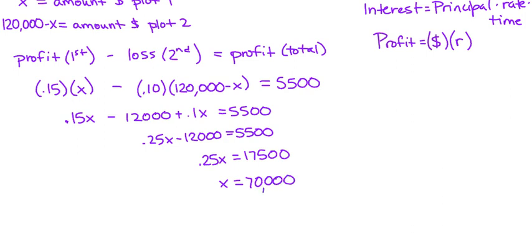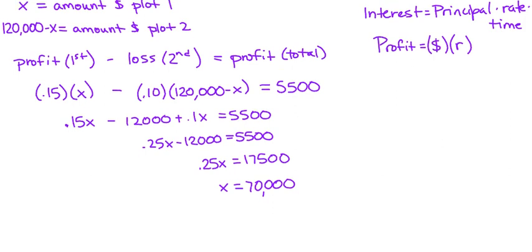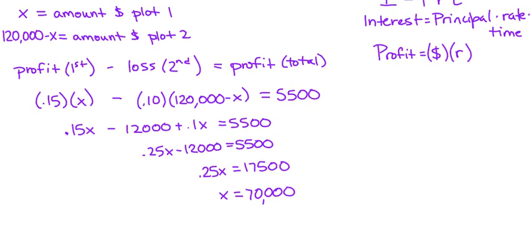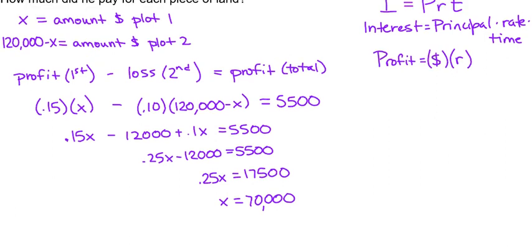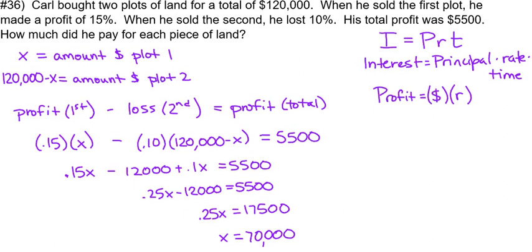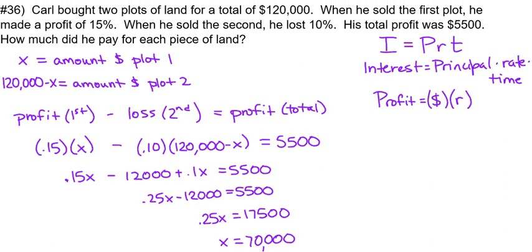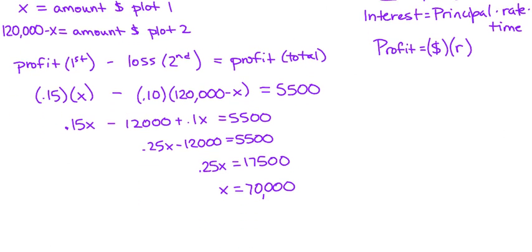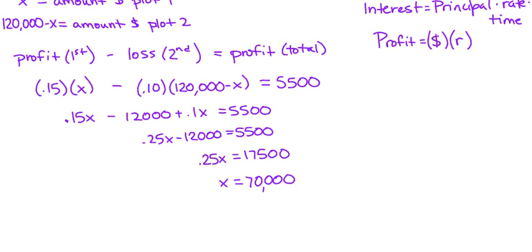What was x? X was the amount of money invested in plot 1 or spent on plot 1, amount he paid on plot 1. So then how much did he pay for plot 2? 50,000 would be what's left over. So we want to write up that answer, but first it would be a good idea to check that. So let's just plug those numbers back in and do a check.